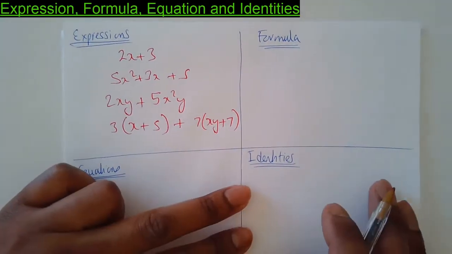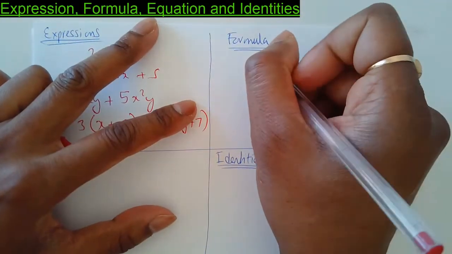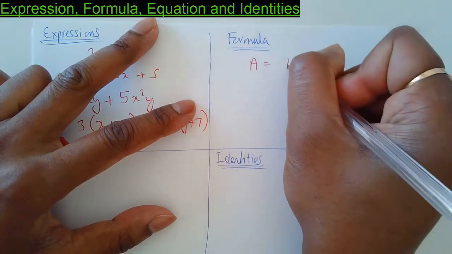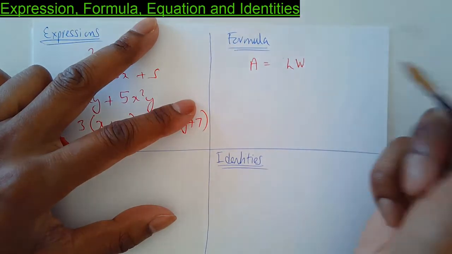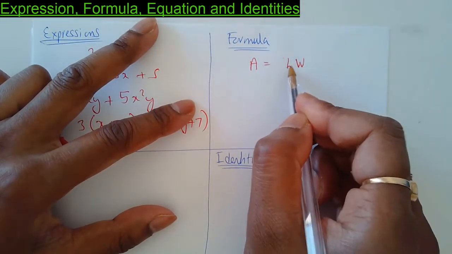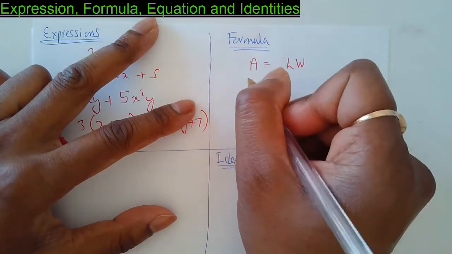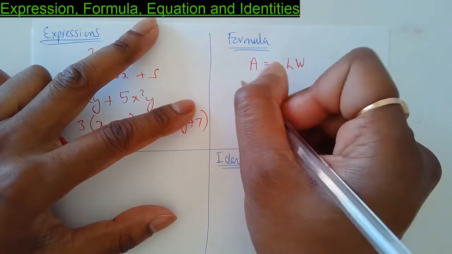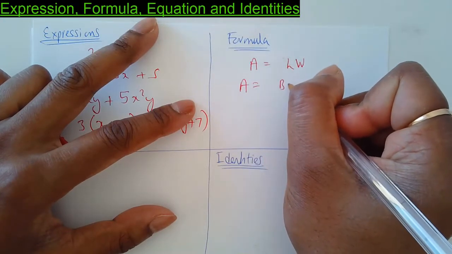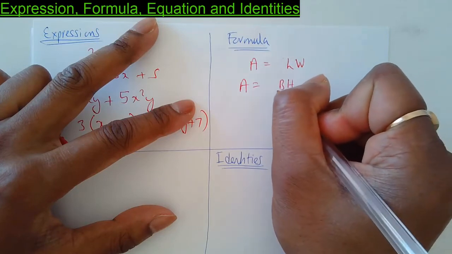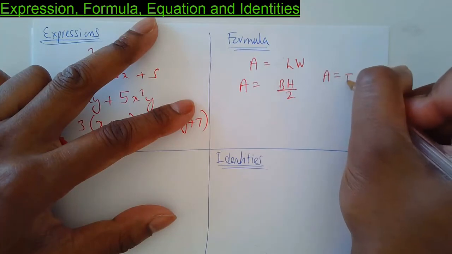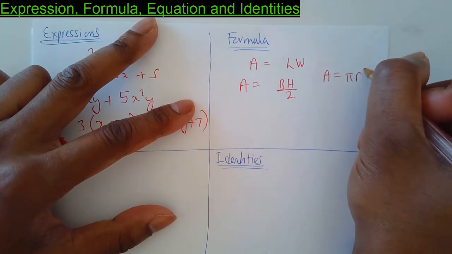Right, formula. What is a formula? The formula that you know is how to work out the area of a rectangle. Area is equal to length times width. We don't put the times symbol there in algebra, we just put the letters together. Let's go for the area of a triangle. Area of a triangle is base times height divided by 2. Area of a circle, pi r squared, pi times r squared.